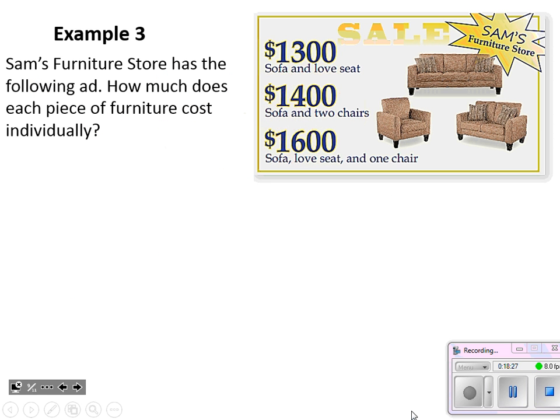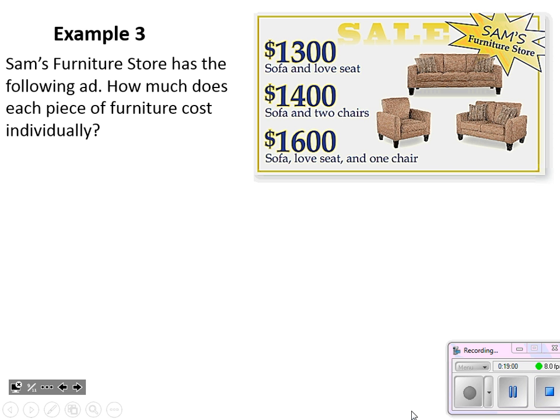Now, just like with two variable systems, these are very useful in finding unknown information in the real world. So here we've got an ad for a furniture store that has different combinations of furniture for different prices. And using this information that's given in their little advertisement, we can find out how much each piece of furniture costs. Just like before, we want to RTQ, read the question, what are we trying to find? Let's set up some variables so that we know exactly what we're solving for.